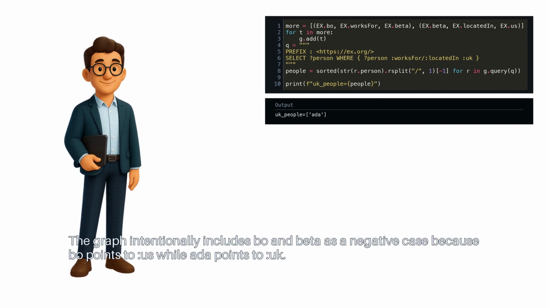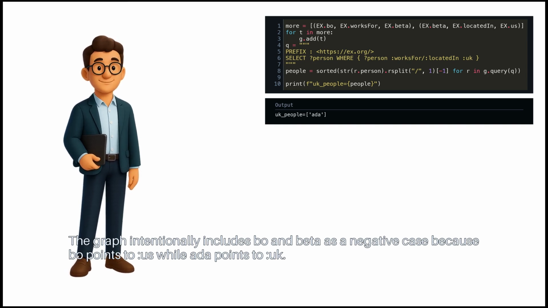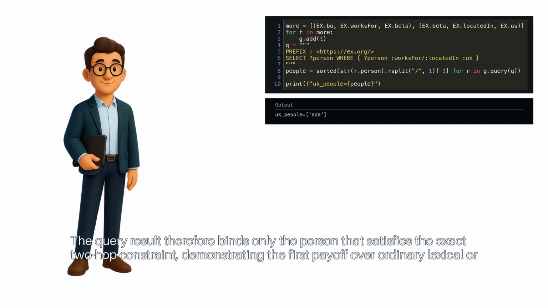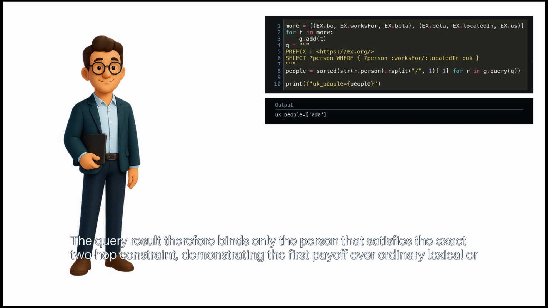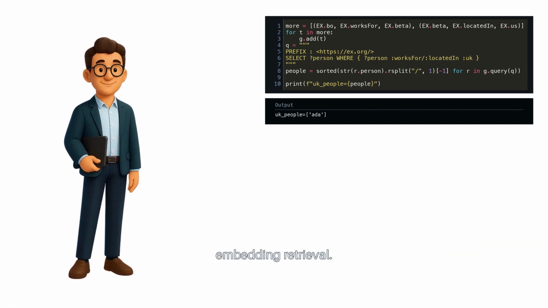The graph intentionally includes Bob and Beta as a negative case because Bob points to US, while ADA points to UK. The query result therefore binds only the person that satisfies the exact two-hop constraint, demonstrating the first payoff over ordinary lexical or embedding retrieval.